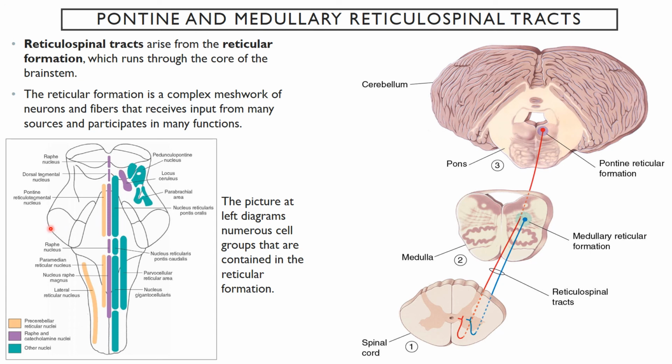Like this is the pons, and we have a bunch of different nuclei that run along the length of the brainstem, and that's what we're showing here. There are precerebellar reticular nuclei, raphe, catecholamine, and other nuclei. We're going to talk about two of these in a little bit of detail, but we're not going to talk about this in any really great detail because it's beyond the scope of this course.